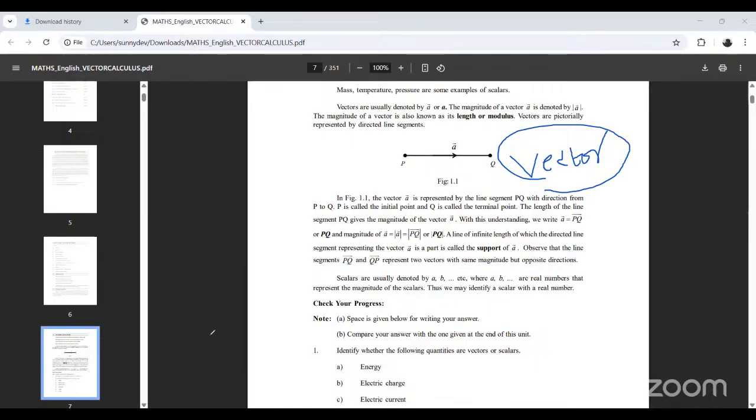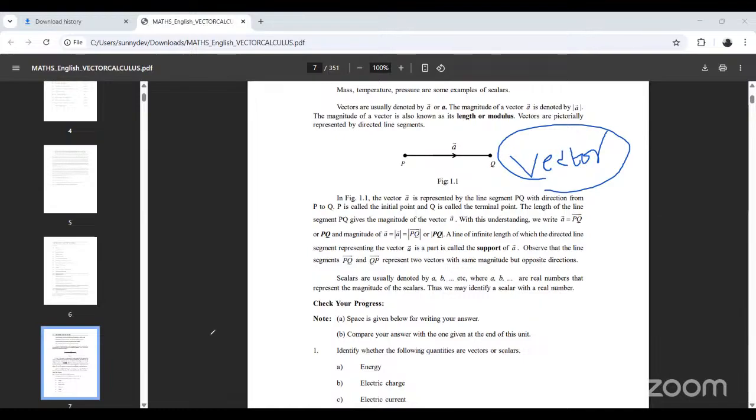What is a vector? In physics we learn about vectors and scalars. A vector has a direction and a magnitude, then it is called a vector. A scalar only has magnitude, but doesn't have direction.